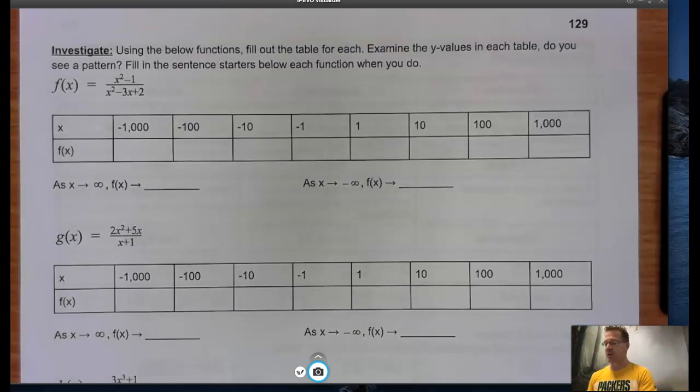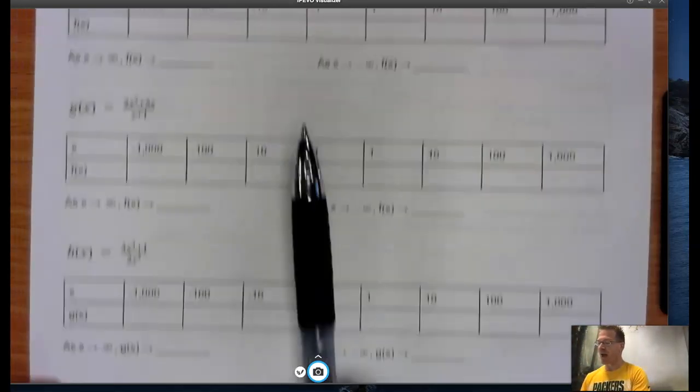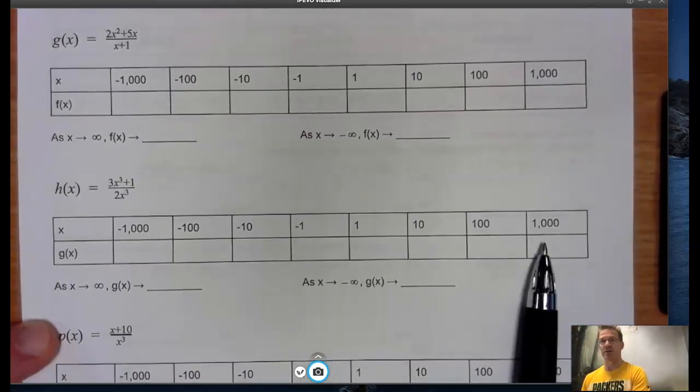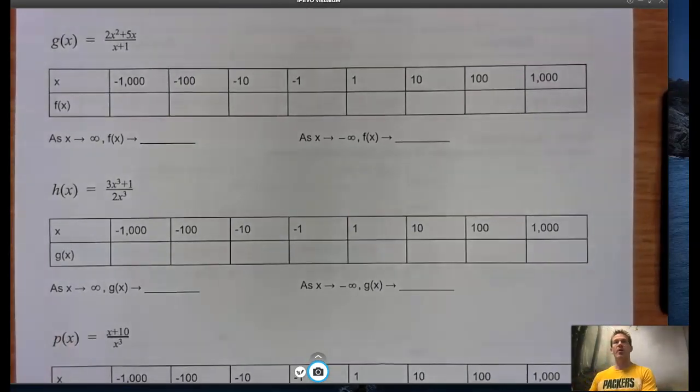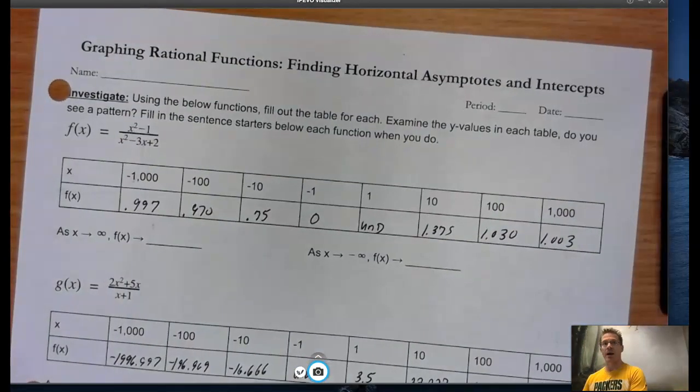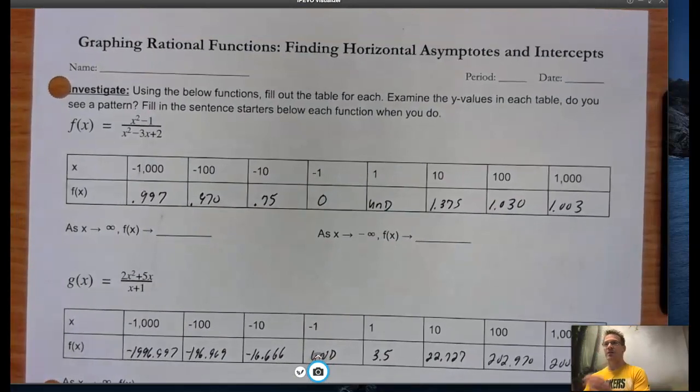Go ahead and pause the video and fill out all 4 tables here. Then turn the video back on, and we're going to discuss what that means. All right, so I have my tables here, so I'm going to pull those up real quick. Your numbers may not look exactly like mine depending on how you round, but I try to go to at least 3 decimal places here to give us an idea.